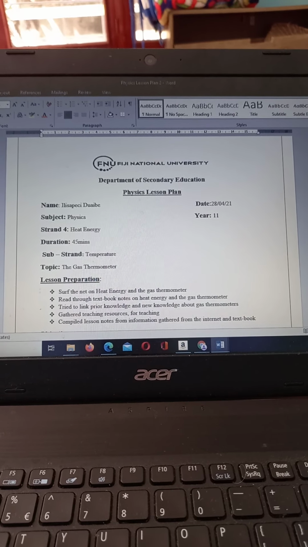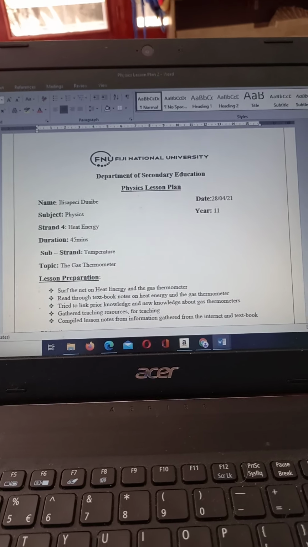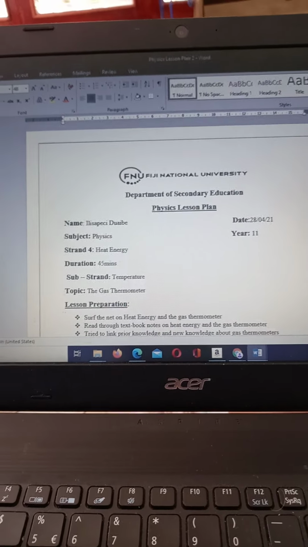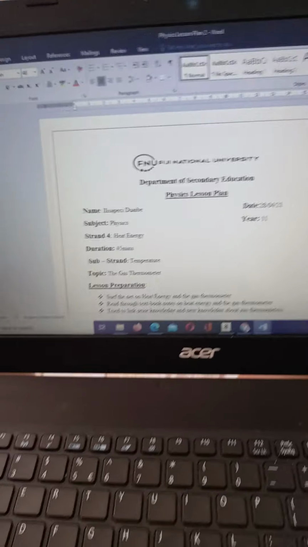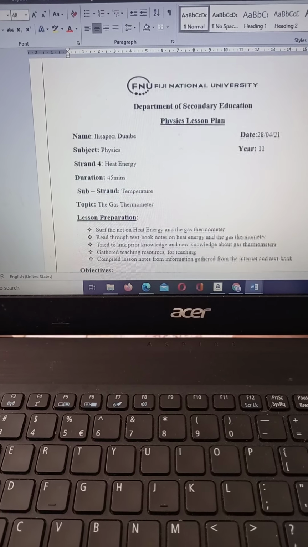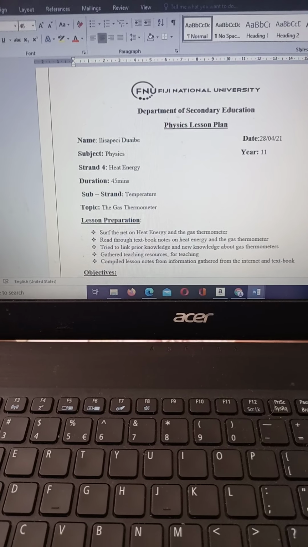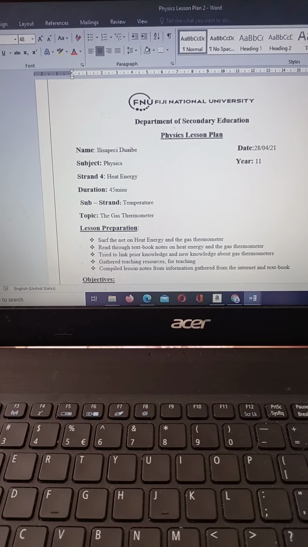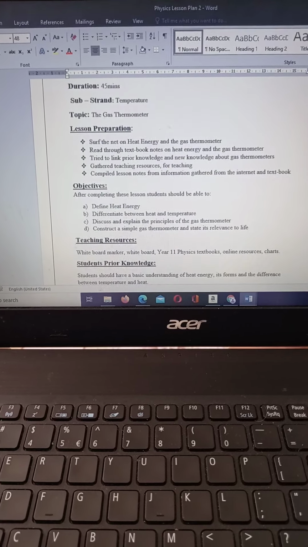The subject is physics, Form 5 physics, strand 4, heat energy. The class duration will be 45 minutes. The substrand is temperature, and my topic of the day is the gas thermometer.